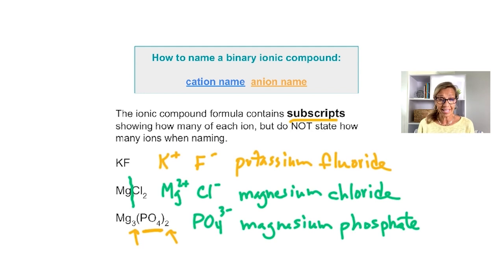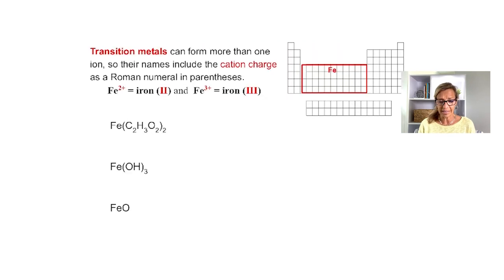The good thing is the cation's written first. But do you notice that we don't see any charges in these formulas? Hang on to that thought. Maybe write that down. In the compound, there are no charges. The total charge of this thing is 0. And I'll explain that later.